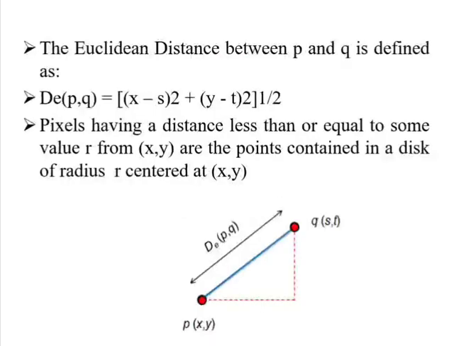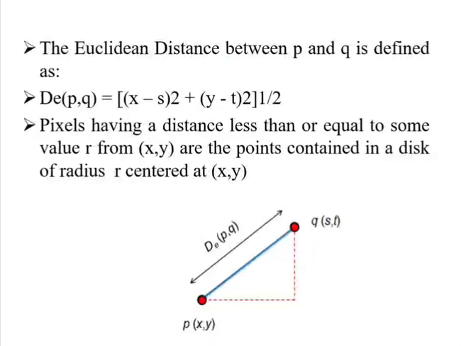For example, the pixels with the D4 distance less than or equal to 2 from x comma y, the center point, form the following contours of constant distance. The figure shows the representation of D4 distance. The pixels with D4 equal to 1 are the four neighbors of x comma y. The figure represents this one.